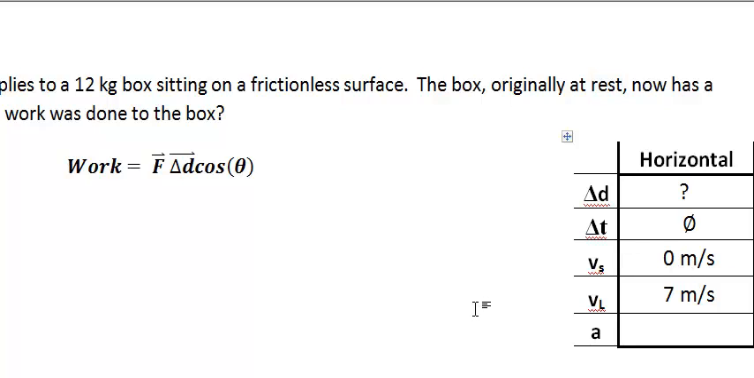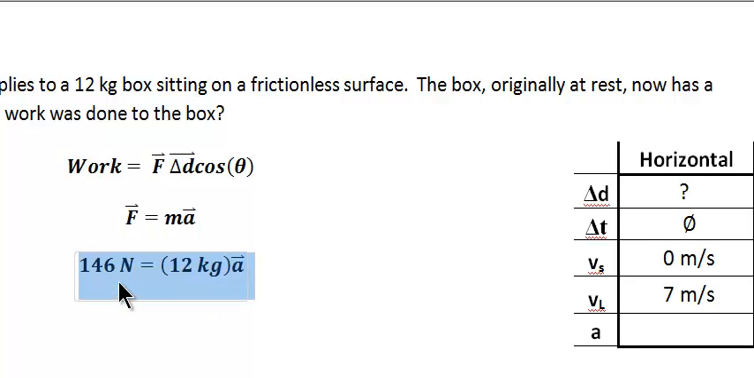But it turns out, finding the acceleration that the 12 kilogram box had would be pretty easy, because that force caused that mass to have some acceleration. It's just Newton's second law. So we plug in what we know. The force was 146 newtons, and it caused a mass of 12 kilograms to have some acceleration. When you work that out, you find that the acceleration of the box was 12.17 meters per second squared.